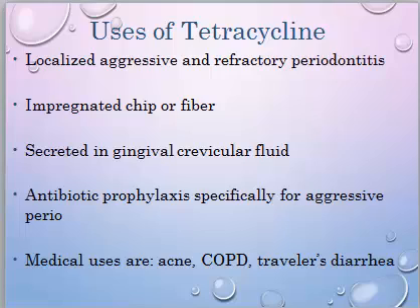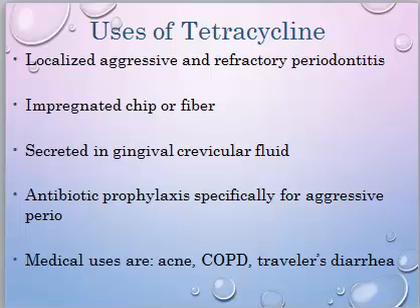So two things have to happen. A patient has to have aggressive perio. That's number one. Number two, they need to have an indication for antibiotic prophylaxis. They have a heart valve replacement. And additionally, they have aggressive perio.